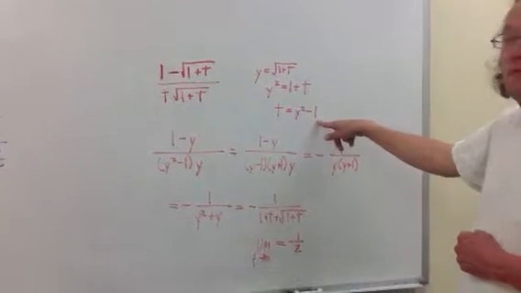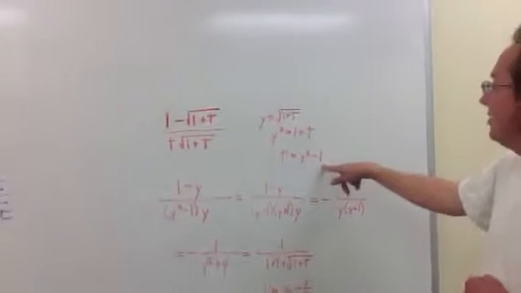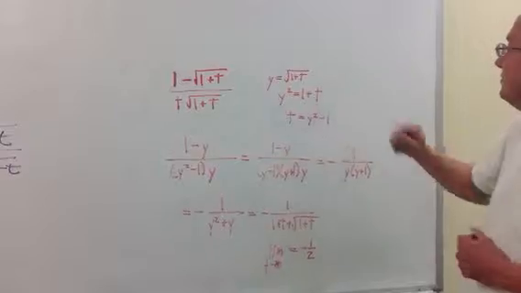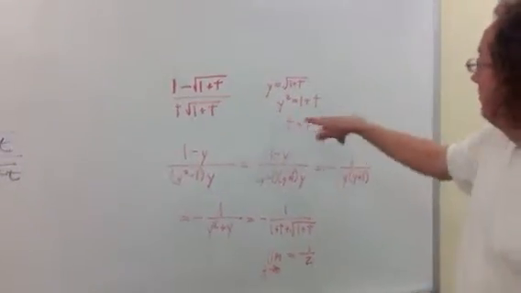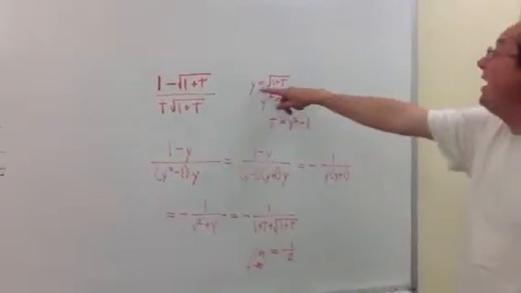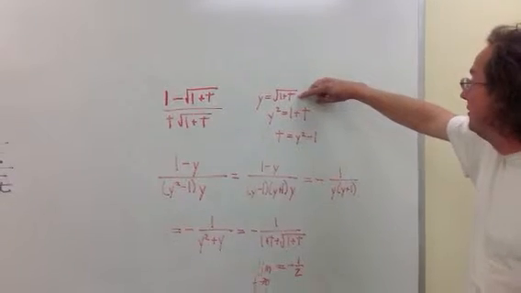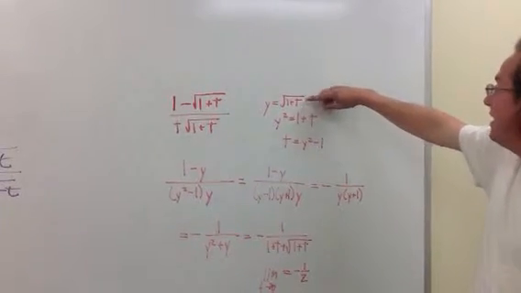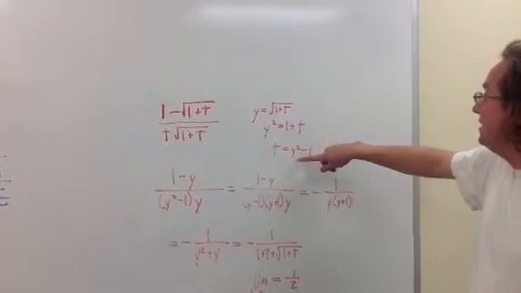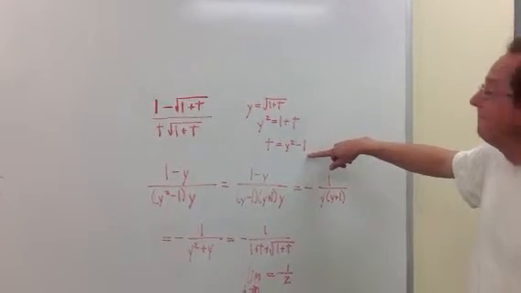So you did top and bottom? What do you mean? I mean, did you... Oh, you just did one. Well, what I did is I set y equal to the square root of 1 plus t. Right. And then I figured what t is in terms of y. Oh, it's y squared minus 1.